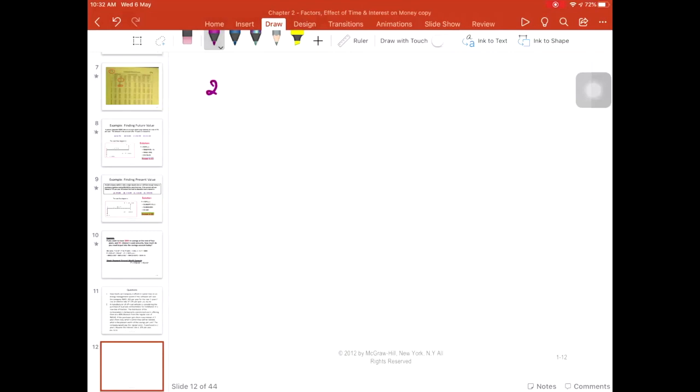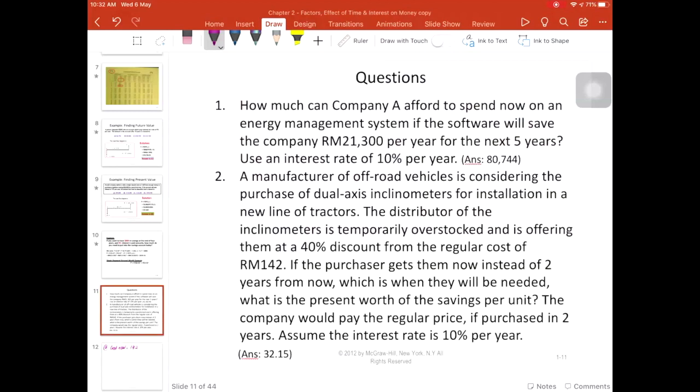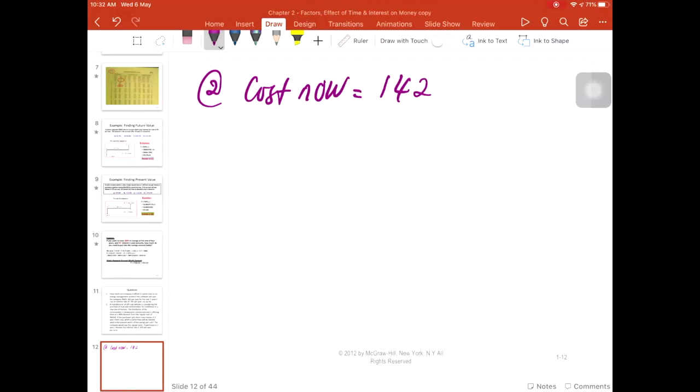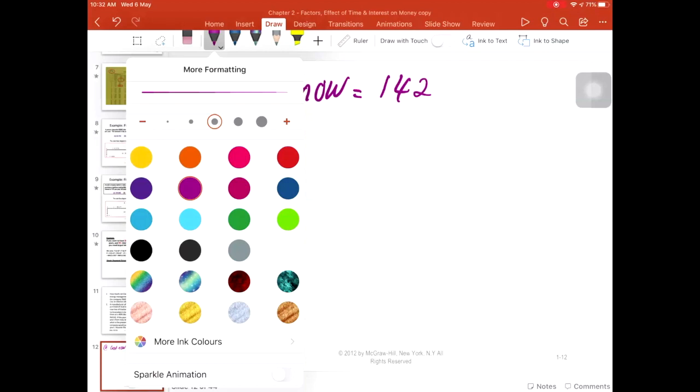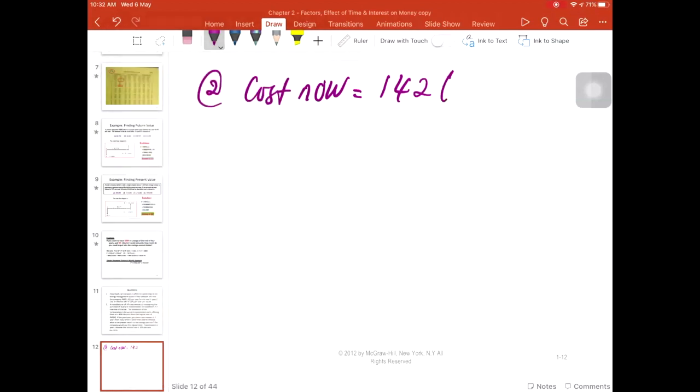You have to know the cost now. What is the cost now? Okay, we know that it is 142 ringgit, correct? And then you will get the discount. Okay, discount is 40%. So you get 85.20 ringgit, for the present cost.